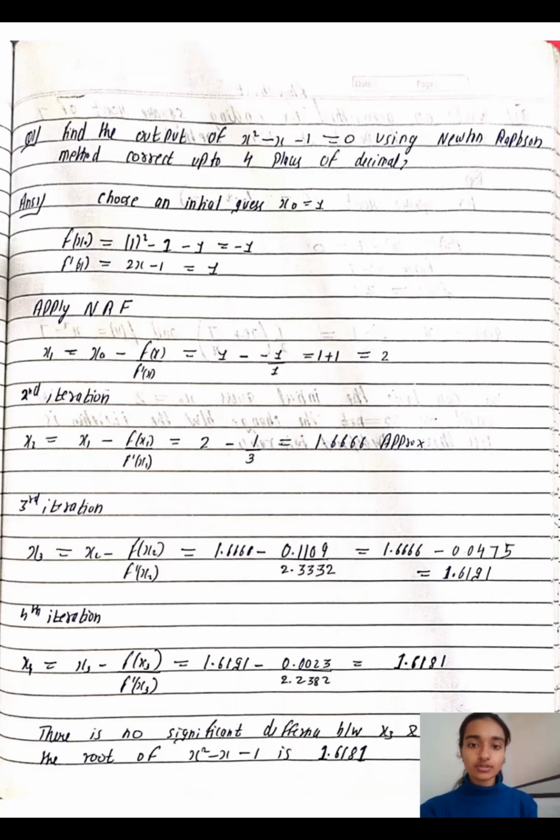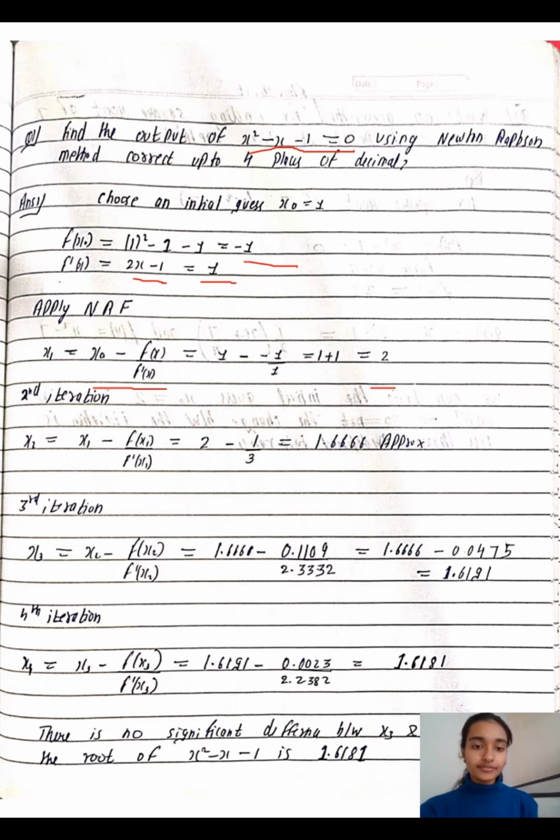Choose an initial guess x naught is equals to 1. We are putting x naught is equals to 1 in this equation x square minus x minus 1, so we get minus 1. The differentiation f dash x is 2x minus 1, and putting the value of x in this equation, we get 1. Now applying the Newton-Raphson formula, the first iteration is x1 is equals to x naught minus f of x by f dash x. Putting the values in this formula, we get 2.